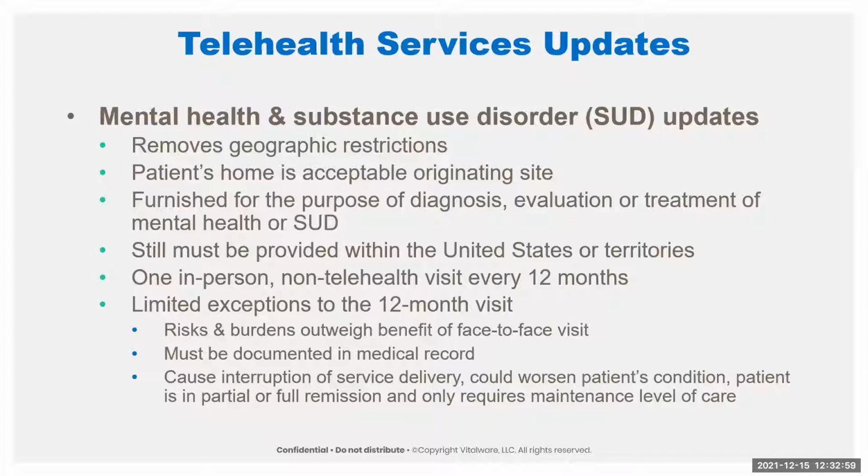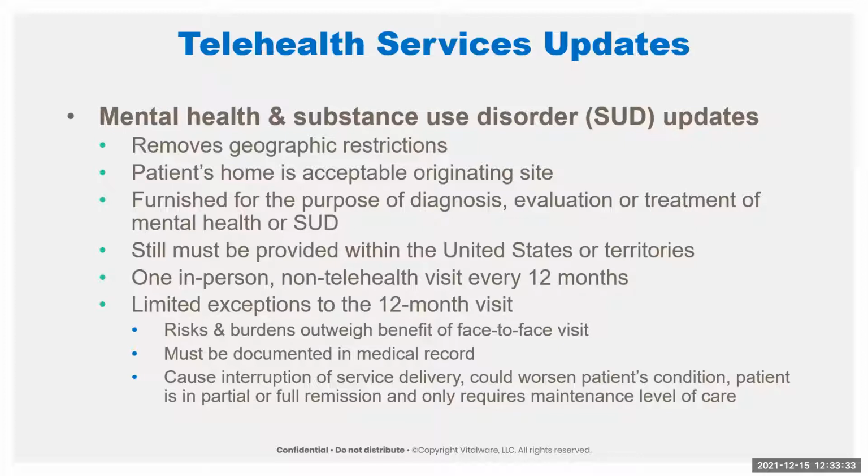So in the proposed rule, they had said that you would have to have one in-person non-telehealth visit every 6 months, but they have lengthened that to every 12 months. And then they have also said that they would do limited exceptions to that 12-month visit. And that would have to take into account, are the risks and burdens going to outweigh the benefit of a face-to-face visit? And so those risks and burdens would need to be documented in the medical record.